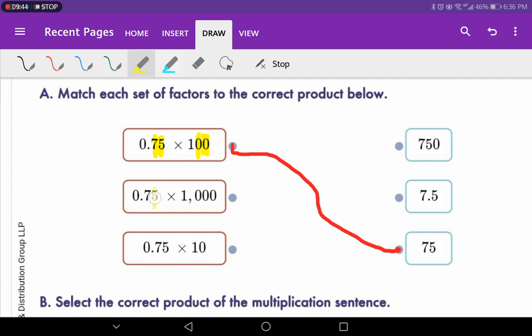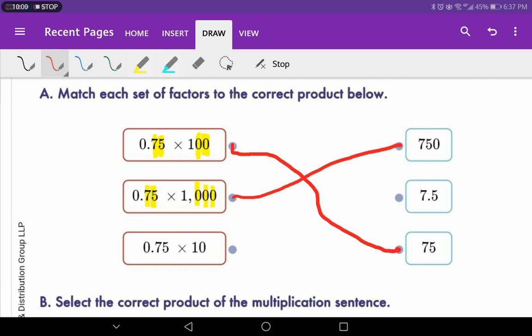Now I have 2 digits after the decimal, and I have 3 zeros. That means I need one more zero, so the answer will be 750. You know my strategy, yes?